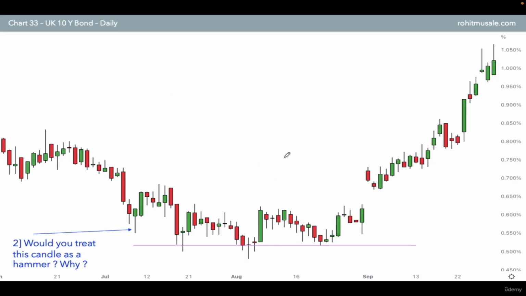Number 2, would you treat this candle as a hammer and why? Well, not strictly.